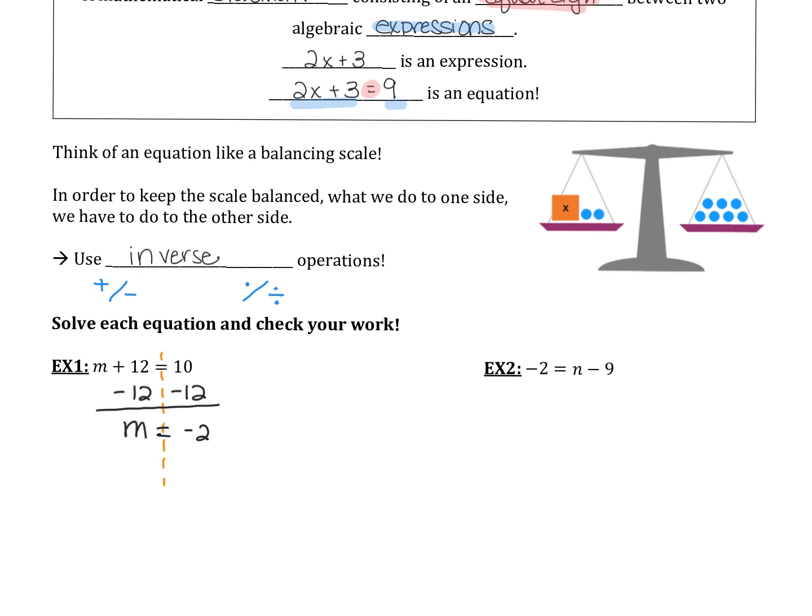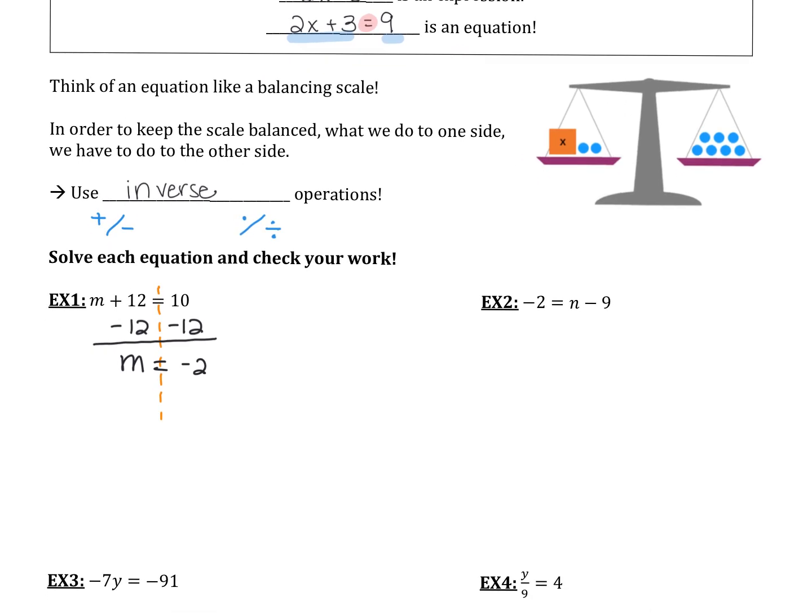But one of the best things that you can do in algebra is check your work. So I'm going to check my work on this. To do that, to check our work, we simply take what we got m to be, which is negative 2. And every place there's an m in the original equation, I'm going to put a negative 2 in place. So we have negative 2 plus 12 equals 10. That's me plugging my work in.